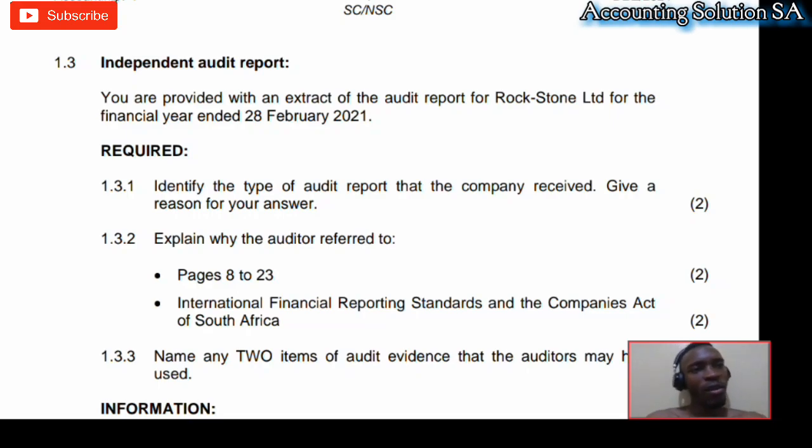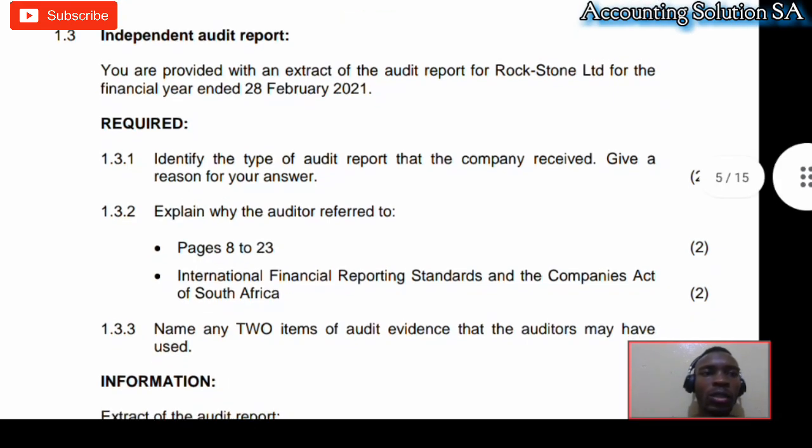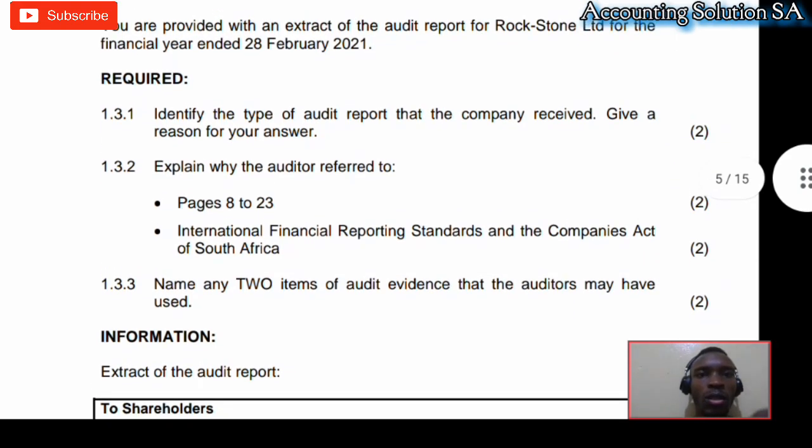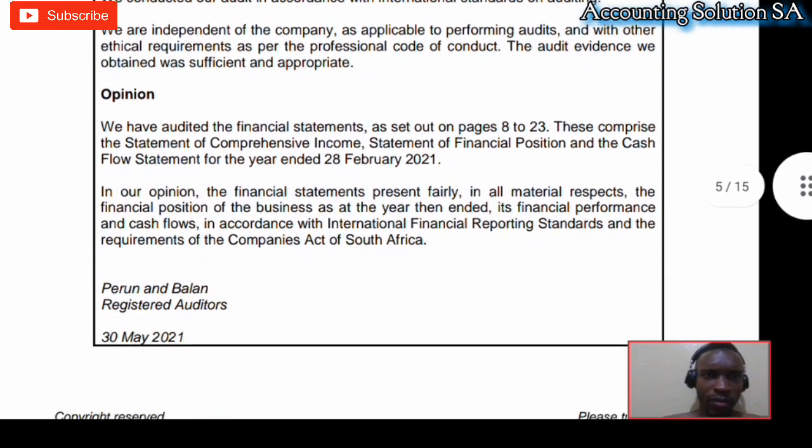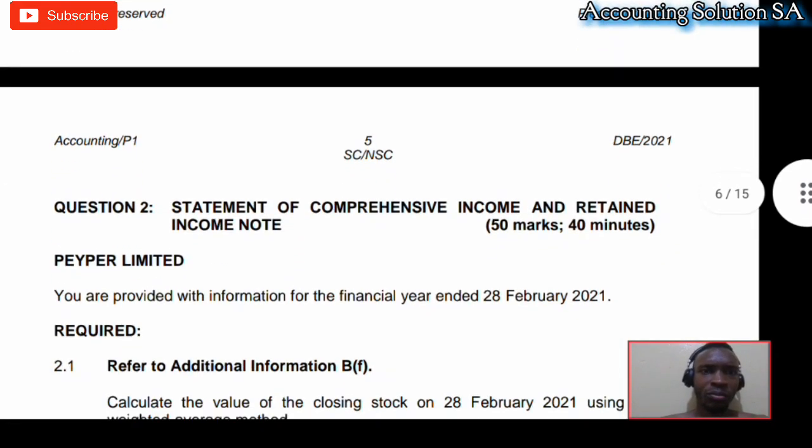Qualified report, unqualified report, and so on. Make sure that you understand them. Okay, then 3.1.3.2, you are answering a follow-up question from what you answered in 1.3.1. Okay, let's just review another question.